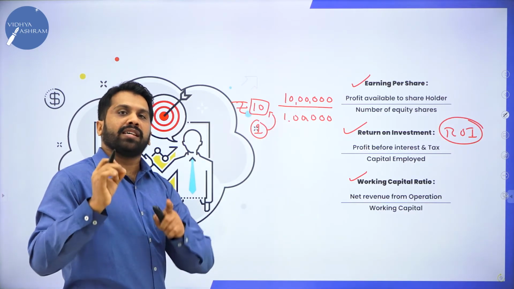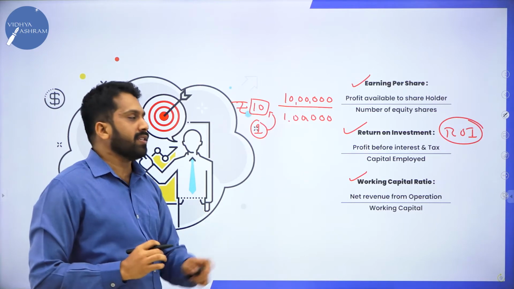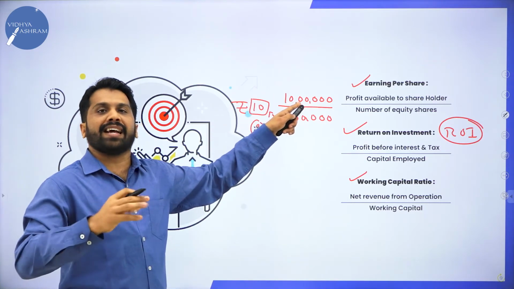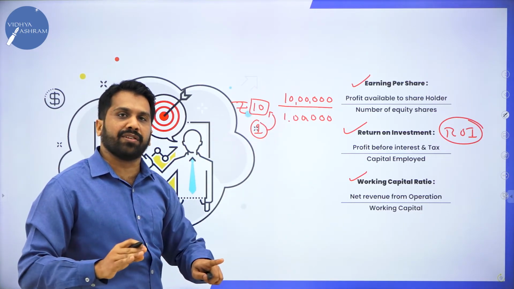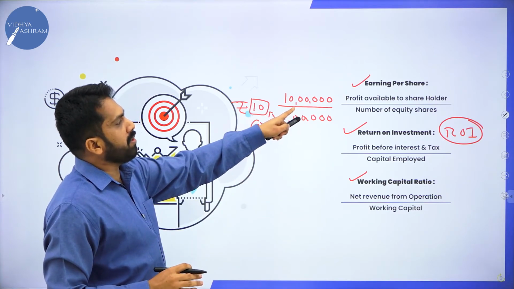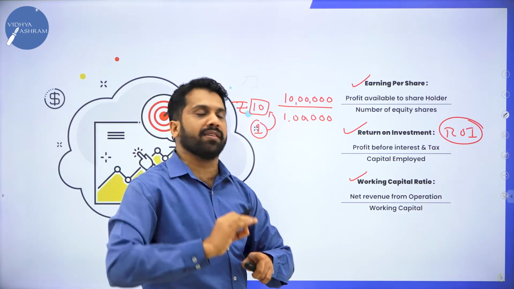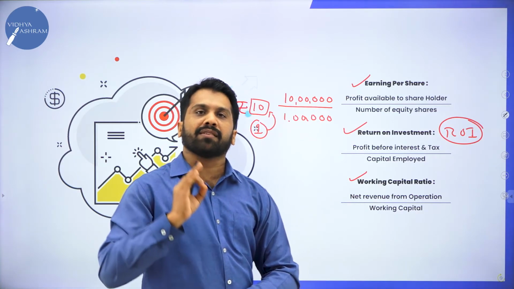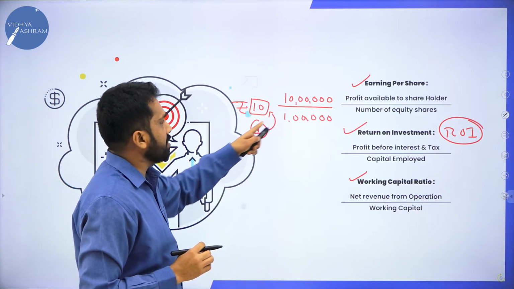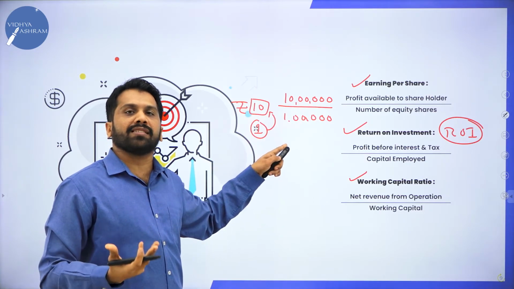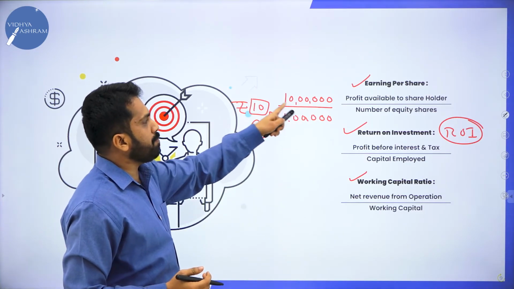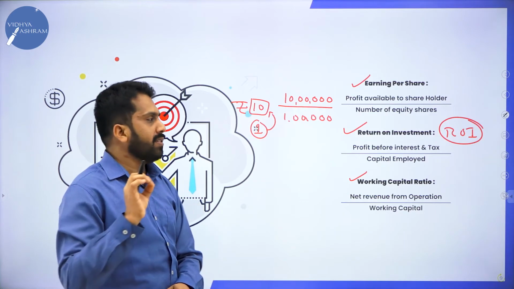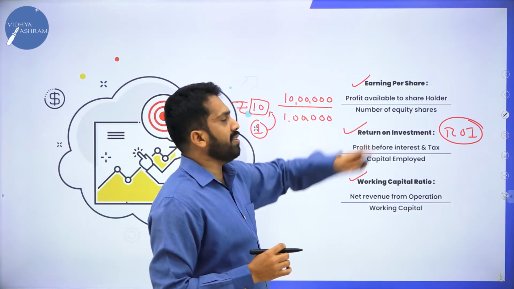So if they ask you in the examination, these two will be given directly, with no need of any calculation. Your profit available to equity shareholders will be given, as well as the number of equity shares. You just have to place the numbers and divide. Your answer is 10 rupees per share. Clear? This is about earning per share.